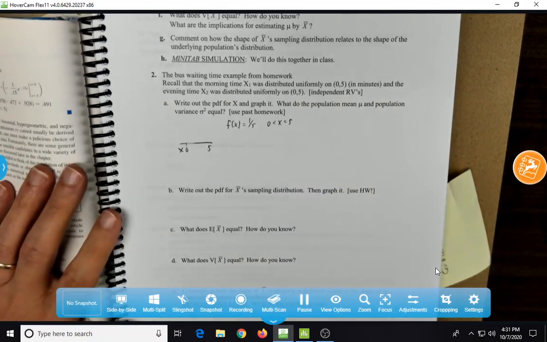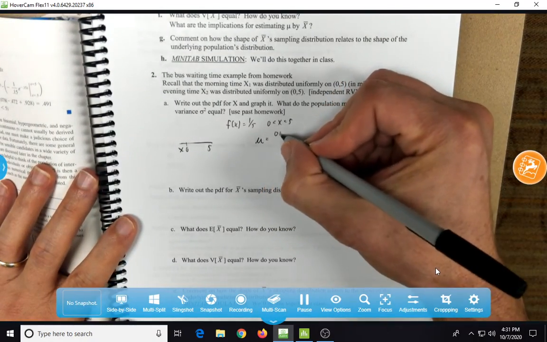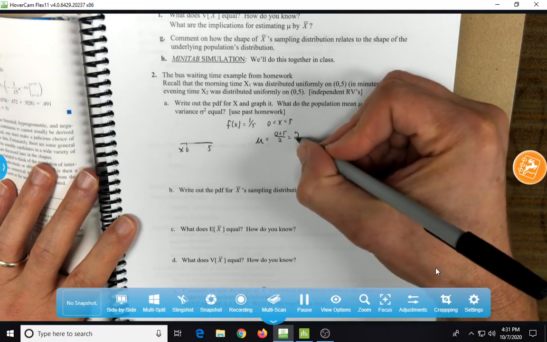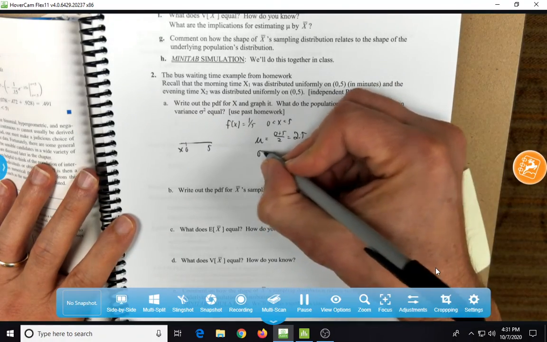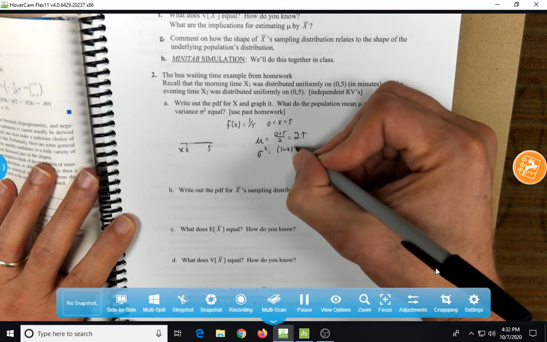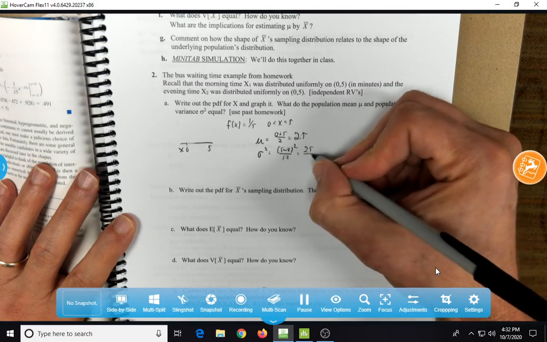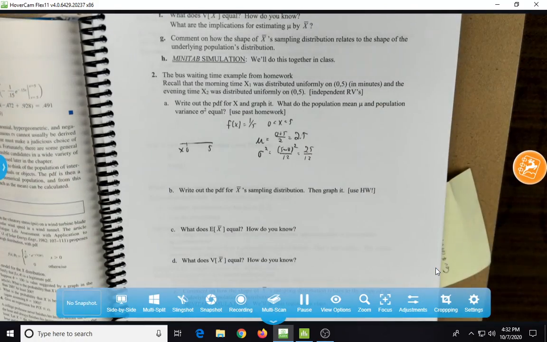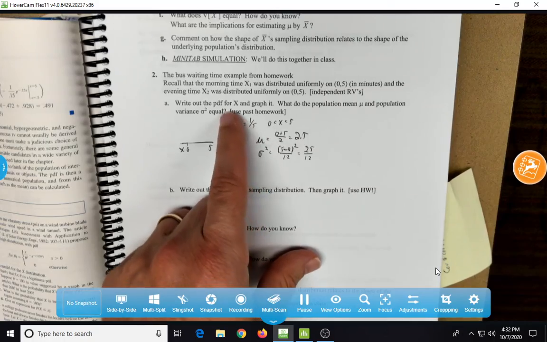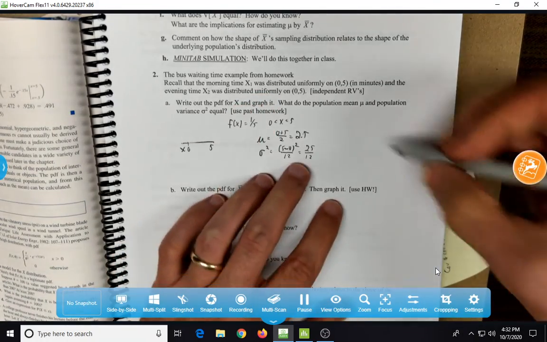So from what we know from earlier, the mean is 0 plus 5 over 2, or 2.5. And it turns out that the variance is 5 minus 0 squared over 12, or 25/12. You can find this out on another one of your homeworks. But let's kind of talk about what happens when we have x1 uniformly distributed and x2 uniformly distributed.